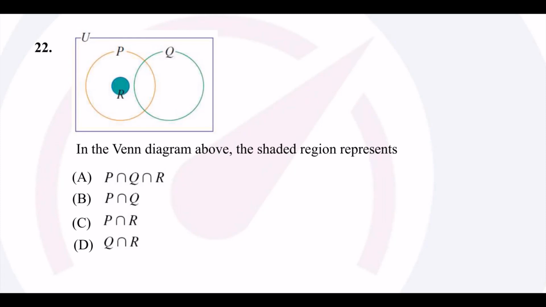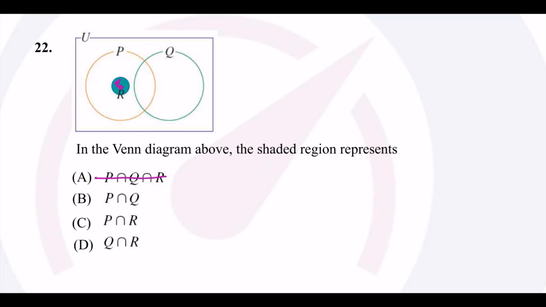Question 22, in the Venn diagram above, the shaded region represents. So the shaded region is here in the green. Let's go through the options. P intersect Q intersect R. Now P intersect Q intersect R is not possible because R does not intersect with P and Q at the same time, so no.